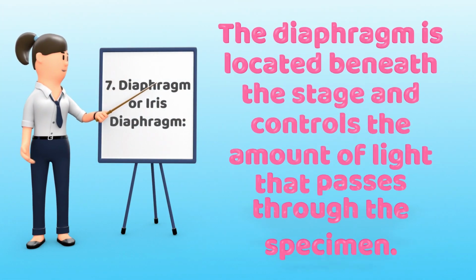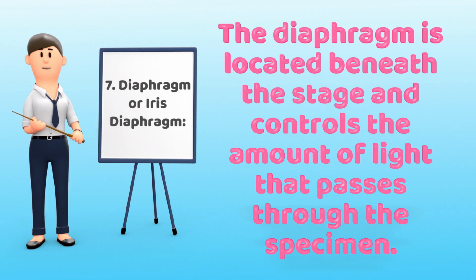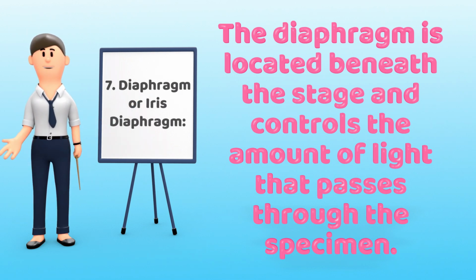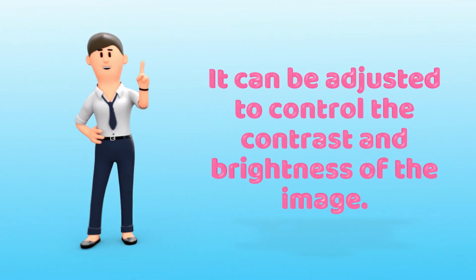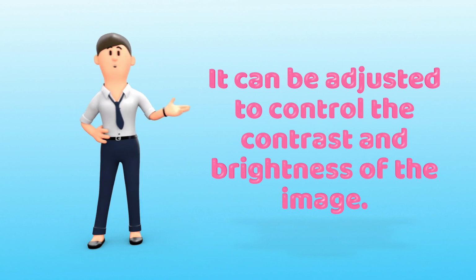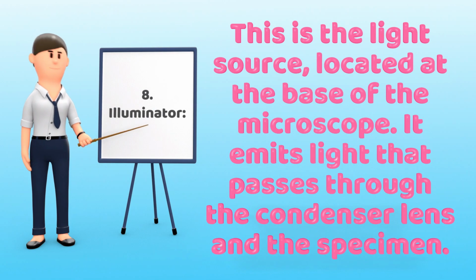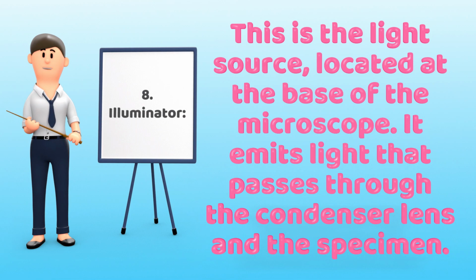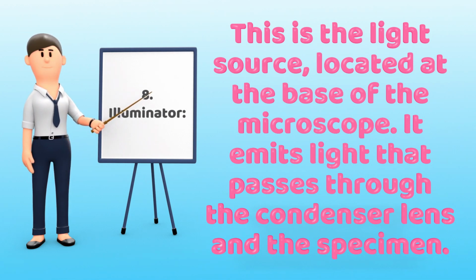Again, we have the diaphragm or iris diaphragm. The diaphragm is located beneath the stage and controls the amount of light that passes through the specimen. Also, it can be adjusted to control the contrast and brightness of the image. Also, we have the illuminator. This is the light source located at the base of the microscope. It emits the light that passes through the condenser lens and the specimen.